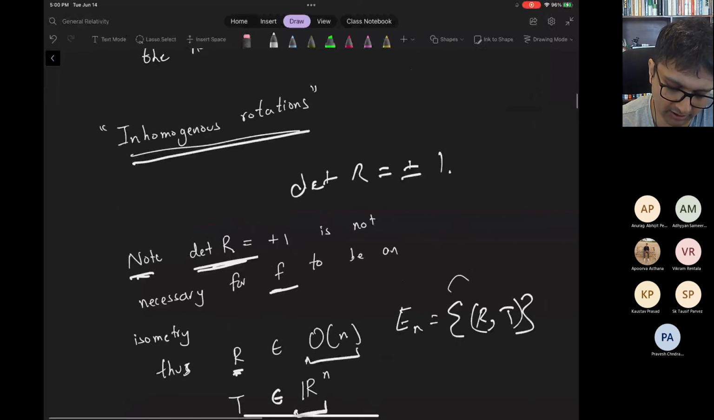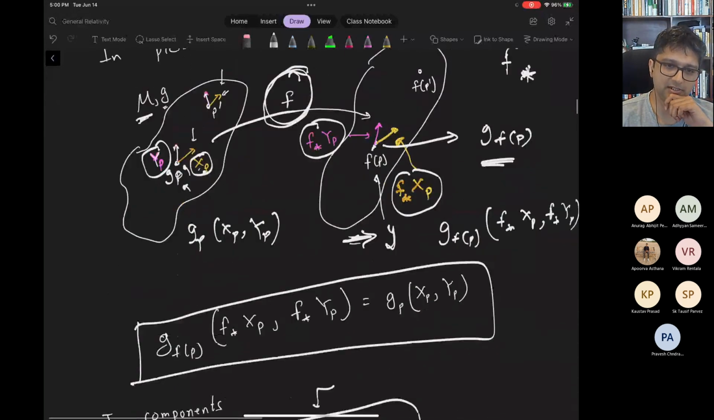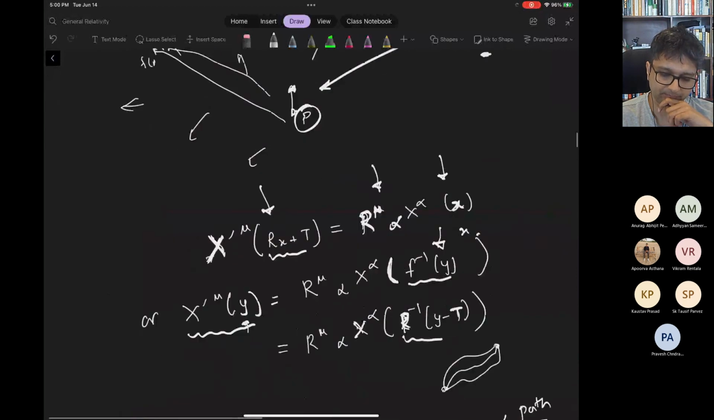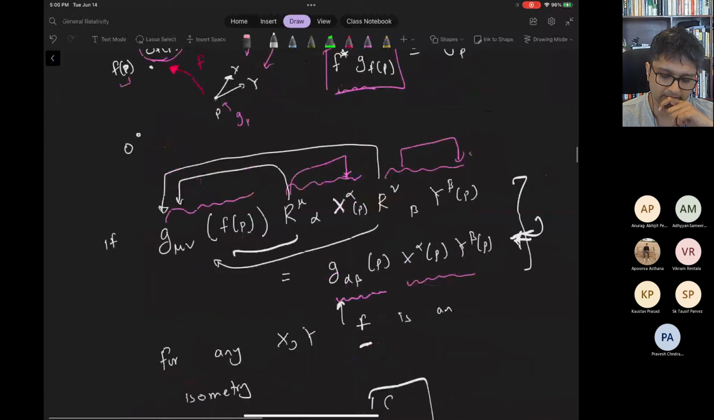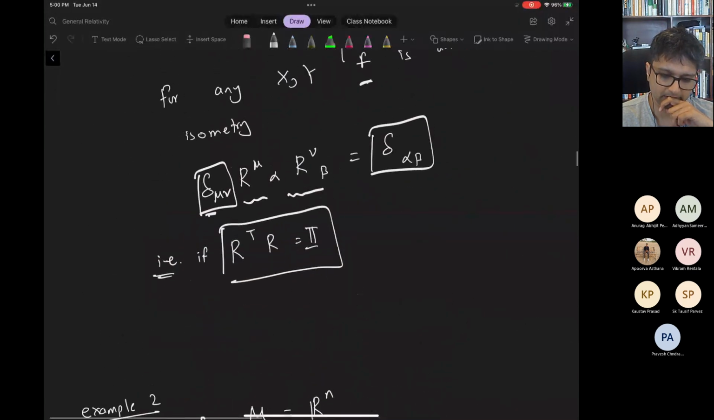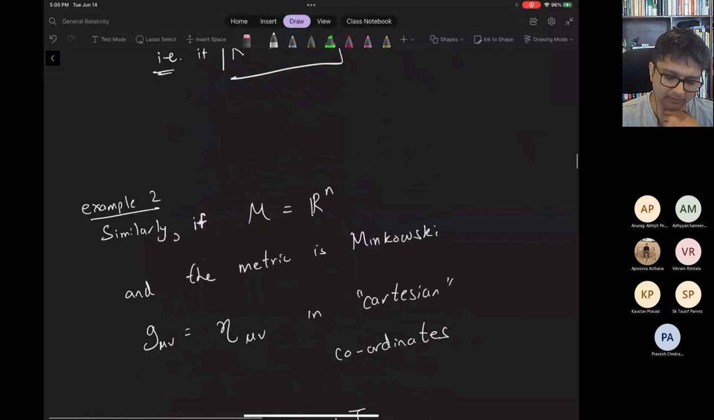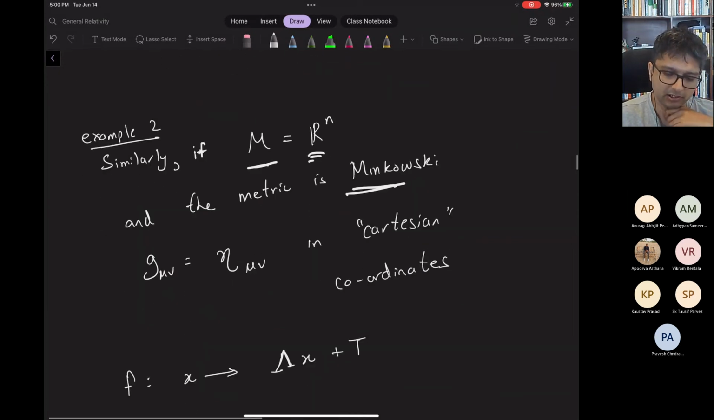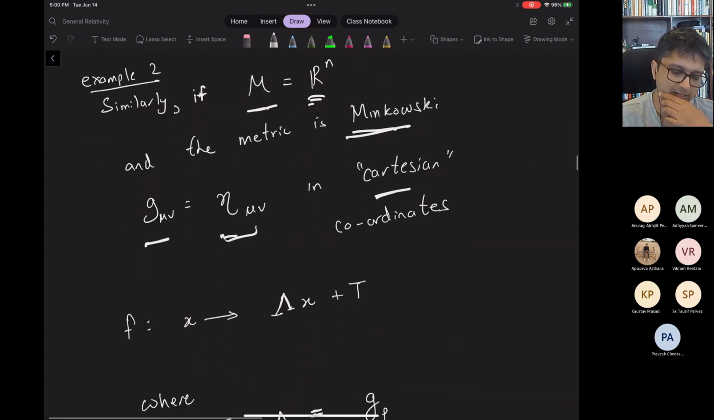Yeah, rotations and translations together form the set of isometries in n-dimensional Euclidean space. Okay, a similar example which is related is if M is Rn. This is now coming closer to special relativity. And if your metric is Minkowski, so if your metric in standard Cartesian coordinates is eta mu nu, then in general, the claim is that the set of isometries associated with this metric are the point x getting taken to the point lambda x plus t.